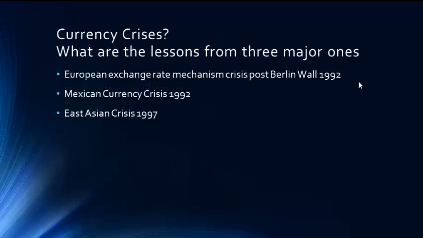So what are the lessons from the three major currency crises that occurred in the 90s? There was a European exchange rate mechanism crisis, which happened after the Berlin Wall fell and Germany was reunified. There was a Mexican currency crisis, also occurred in 1992, and East Asian crisis, which occurred in 1997. So we will just study these three crises to see what we can learn about why currency crises happen.